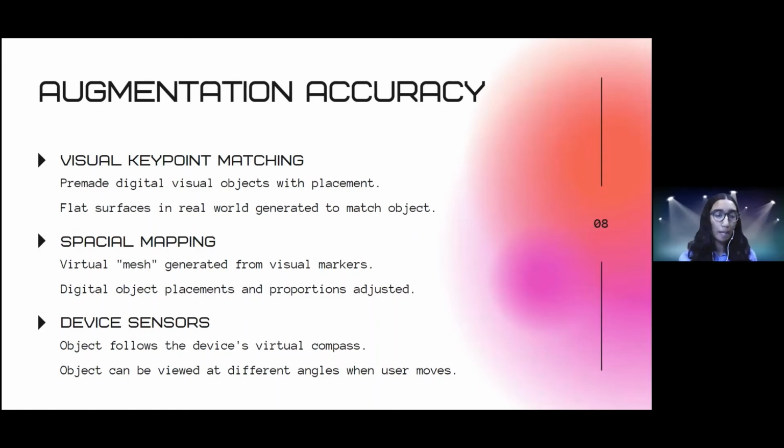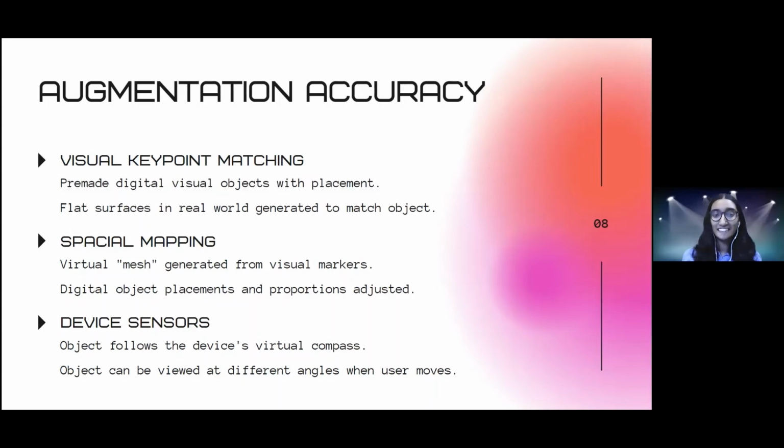Next is spatial mapping. It is very similar to visual key point matching. However, the difference is instead of many flat surfaces, a virtual mesh is generated from visual markers. This mesh is a lot more accurate and it's very, very detailed. So digital objects, the augmentations, are able to either arrange or rearrange their placement and proportions and adjust themselves based on wherever the user wants to put the augmentation at.